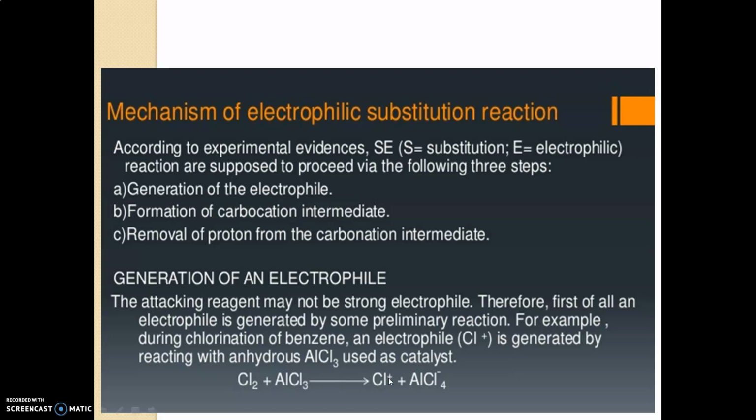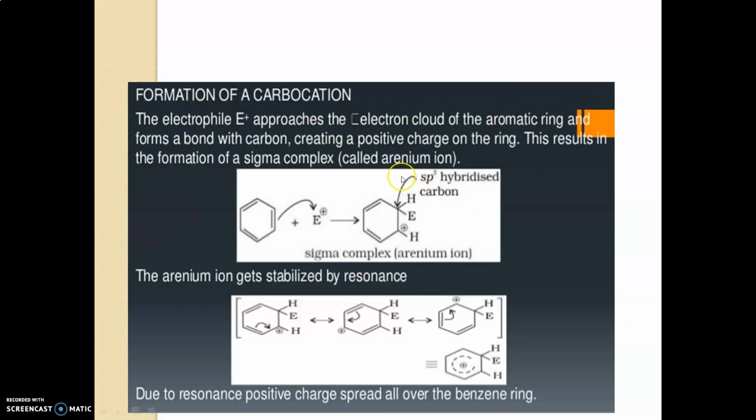The second step is the formation of a carbocation. The electrophile will approach the benzene ring. We know benzene is a very electron-rich compound, and the electrophile is an electron-loving compound. So the electrophile attaches to the benzene ring at the carbon having the double bond.